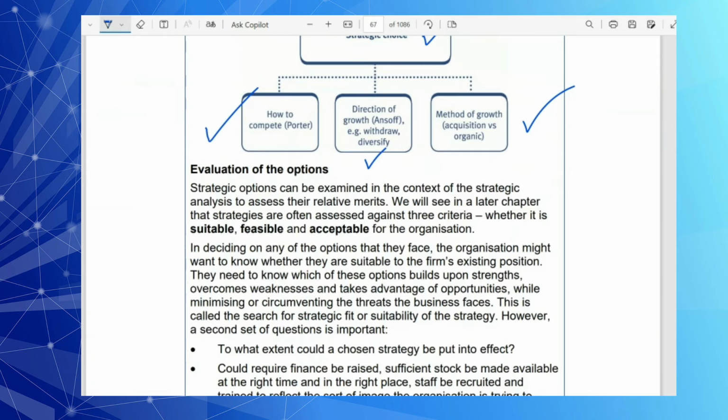Marking scheme, time allocation, those tips and tricks we will keep discussing, and how you present all this from the exam point of view. Our whole session discussion relates to the exam, and how to achieve high marks. So how is the evaluation of the options happening? Whether it is suitable, feasible and acceptable. These are all things for evaluation. You need to assess the relative merits. We will see it in the coming chapter as well.